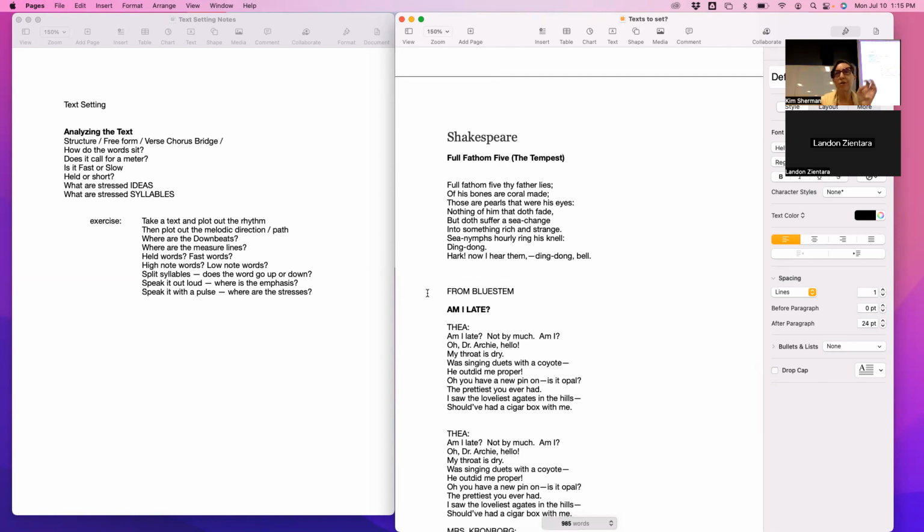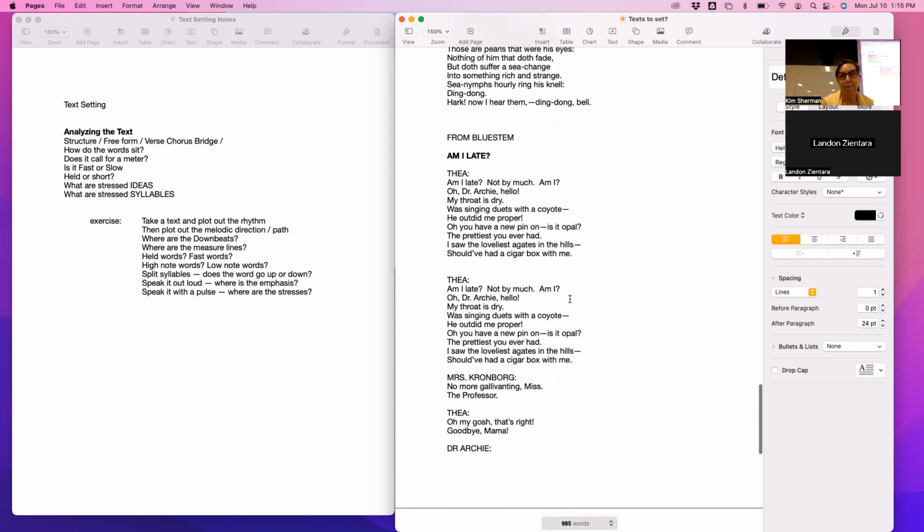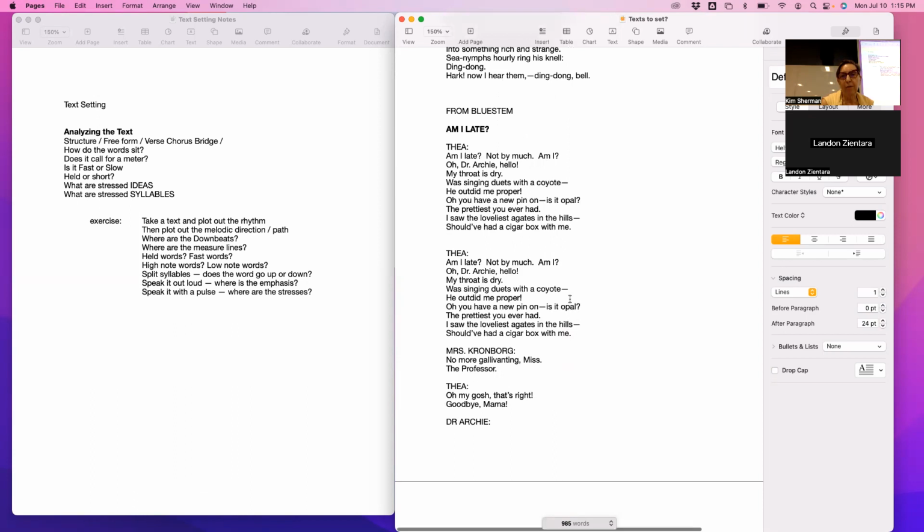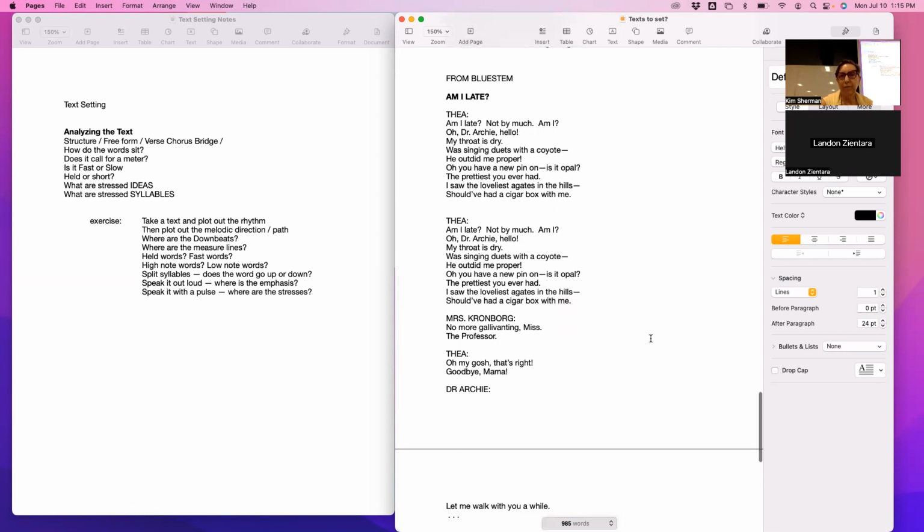So that's a poem, it's actually written as a lyric in the play. The character sings that. So lots of people have set that song. This is a little piece from an opera libretto that I'm working on.